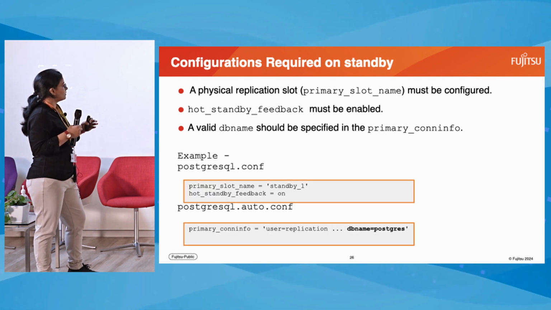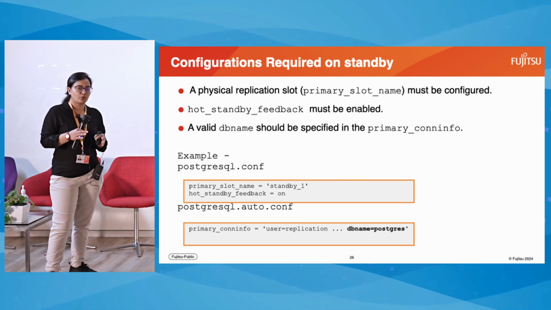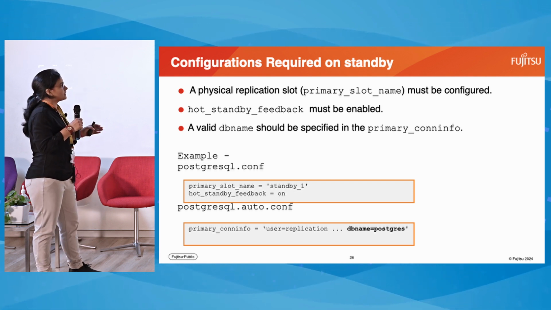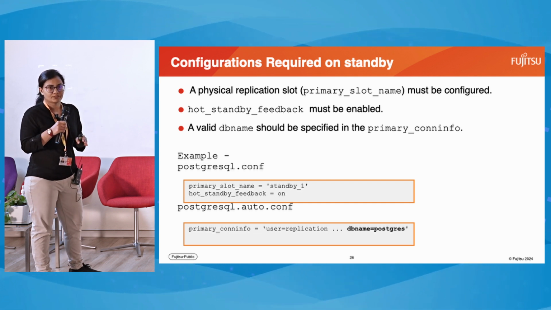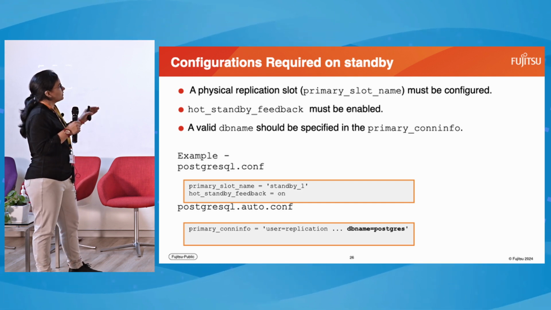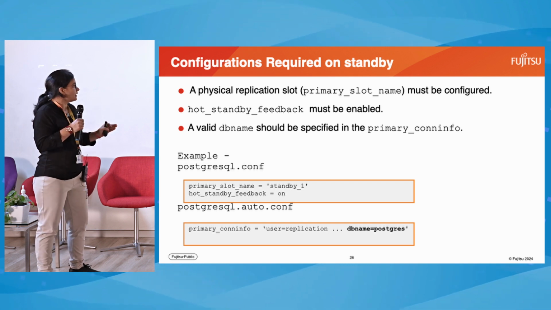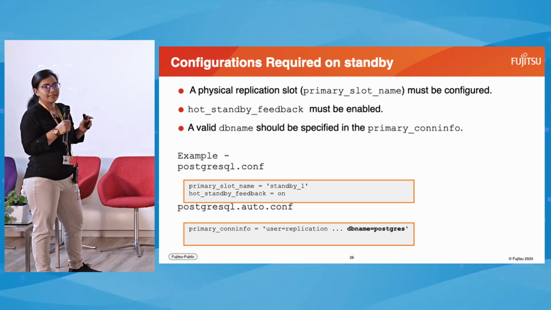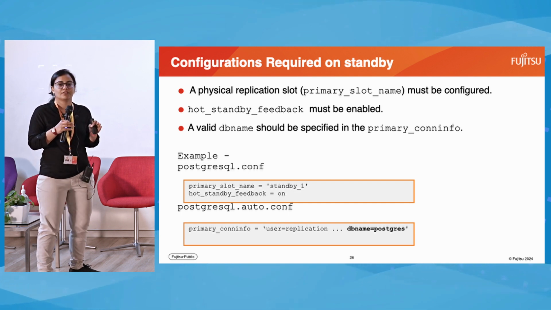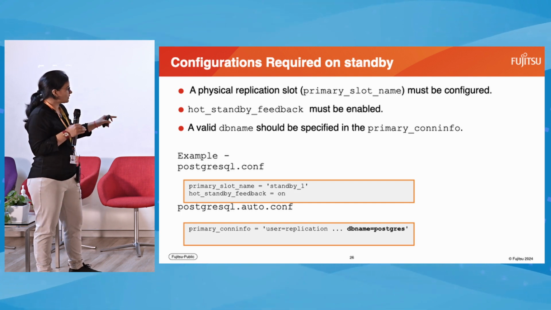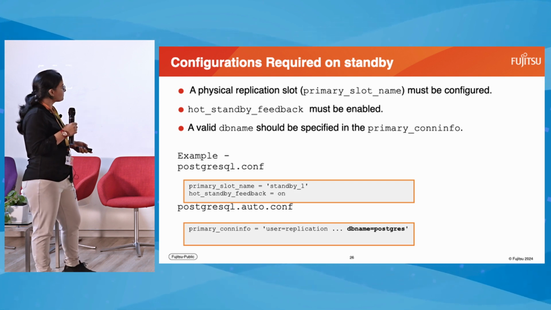Next, let's see what configurations are required at the standby node to support this feature. First, the standby node must configure the primary slot name in its configuration file. Next, the parameter hot_standby_feedback must be enabled. And third, a valid DB name must be specified in the primary_conninfo. Then only this feature will work seamlessly. So this is how the conf files of the standby node will look with these settings.